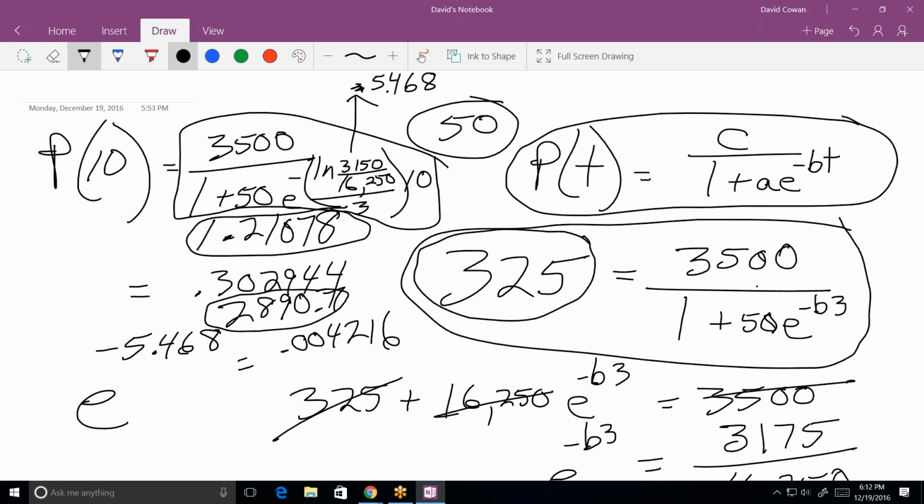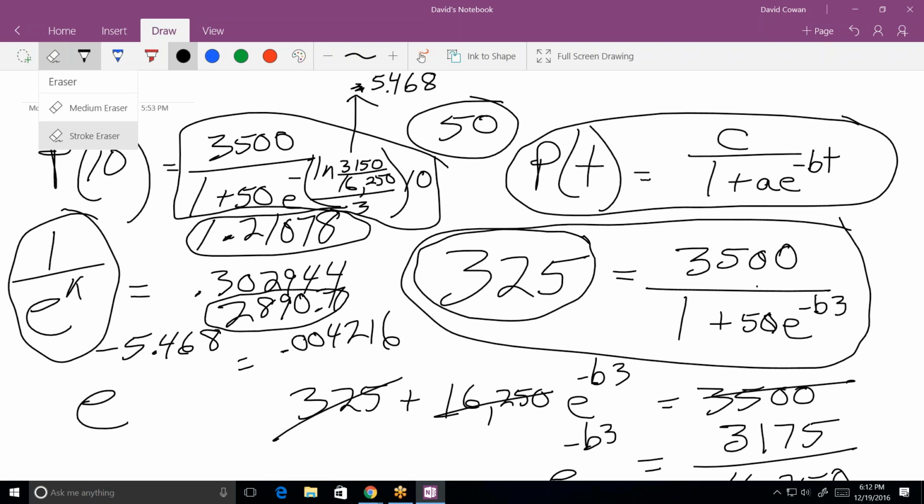We are taking e to a negative exponent, and if you think of what that means, it means 1 over e to a positive exponent. So that number is going to be pretty small usually. Right. For these logistic functions.